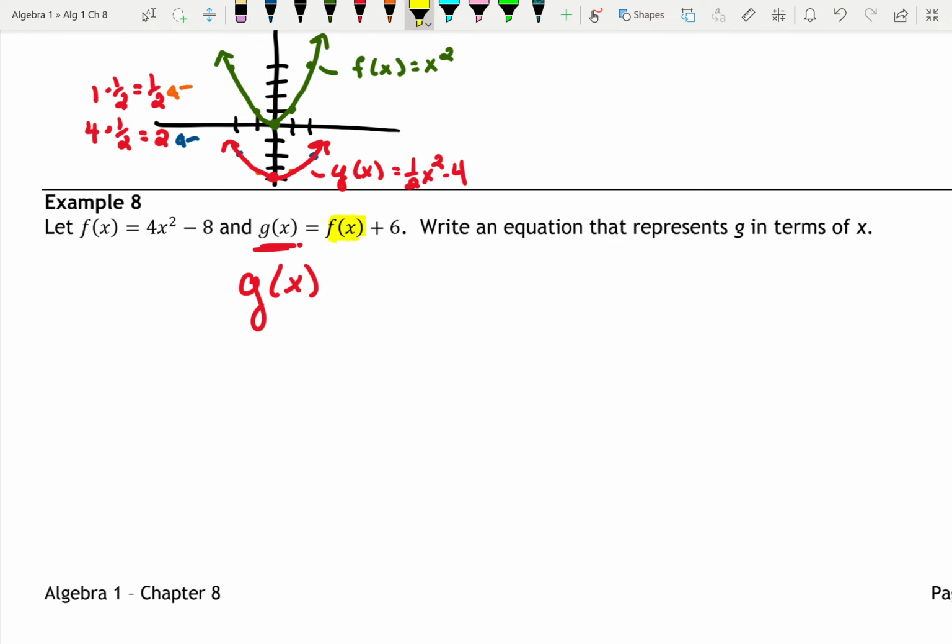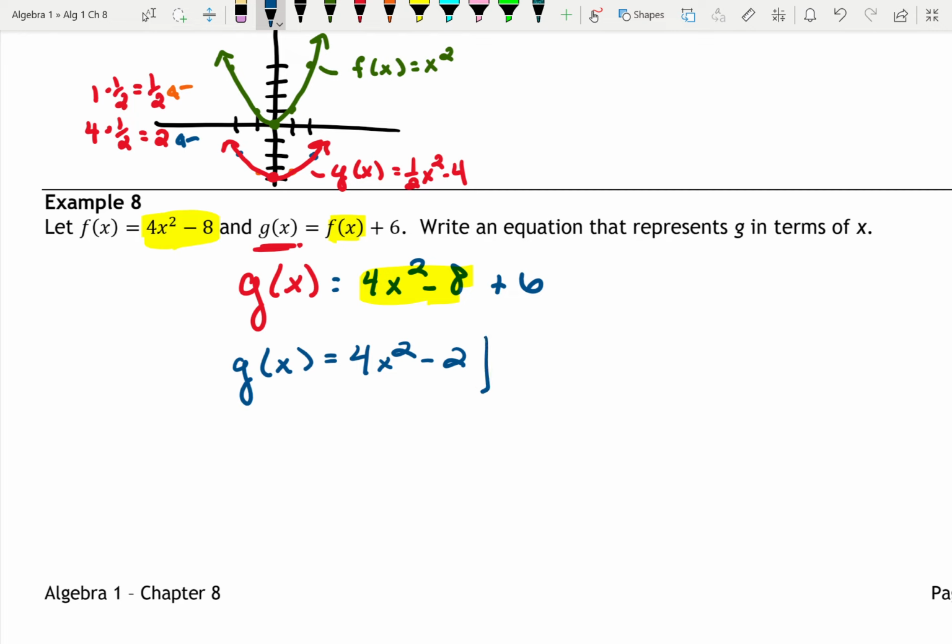Well, this is really just going to be substituting in. This left highlighted piece is f, and then over here we have f, so I'm going to plug in 4x squared minus 8, so this is f, and then at the end we have a plus 6. So g of x, combining like terms, is 4x squared minus 2. And that's it.